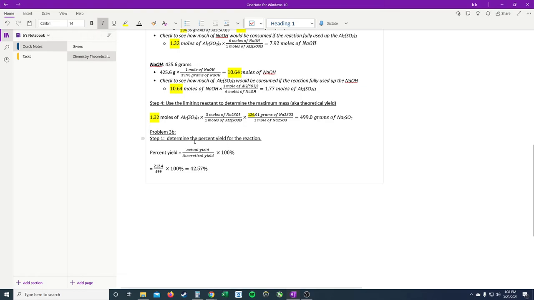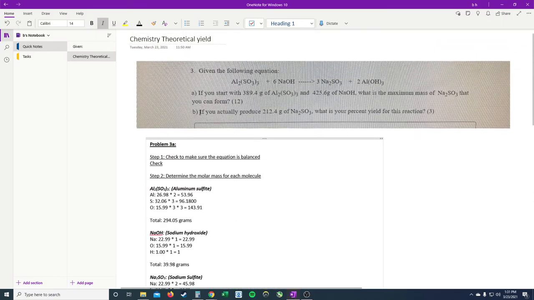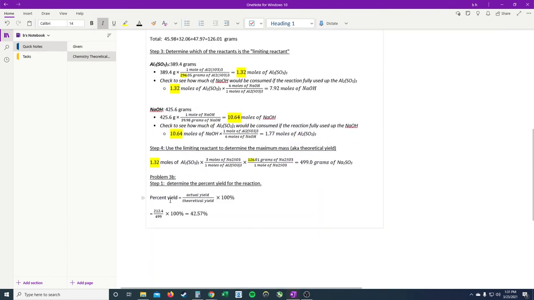The second part of the problem asks you to determine the percent yield for the reaction. So what it does give you is the actual mass of sodium sulfite that was produced. Now, when you're actually mixing these substances in the lab, you won't always get your theoretical yield, and in fact, more than likely you'll get less than your theoretical yield. So to find the percent yield, the equation is the actual yield divided by the theoretical yield times 100%.